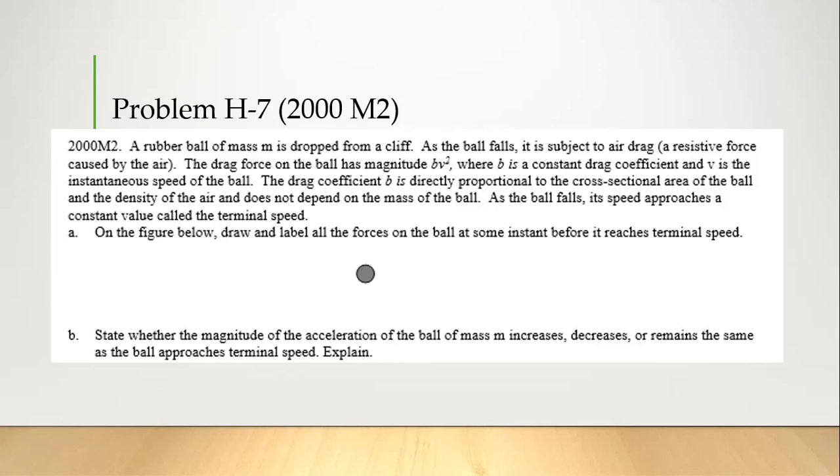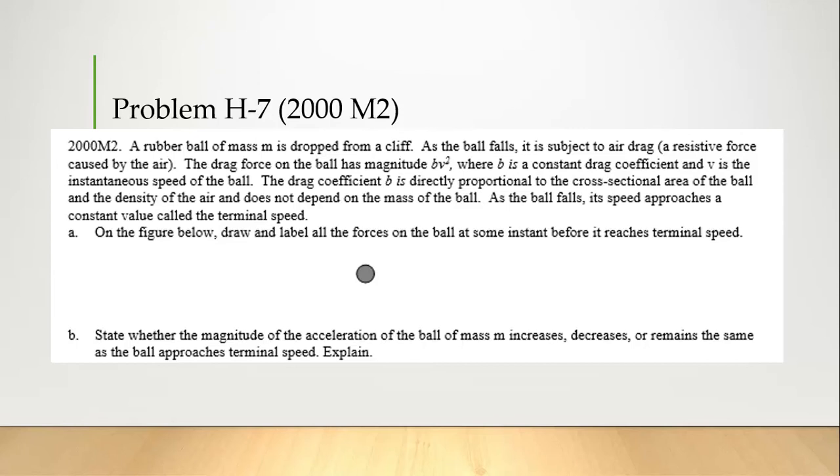The second problem I have for you comes right off of an AP exam, and this came off the exam in 2000, and this came off the mechanics section. And so I'm going to read this exam word for word and work through every part. I've added in additional questions so we can have some discussion about it. We're going to have a rubber ball of mass m dropped off a cliff, and as the ball falls, it's subject to air drag, a resistive force caused by the air, and the drag force on the ball has a magnitude of bv squared, where b is a constant drag coefficient and v is the instantaneous velocity.